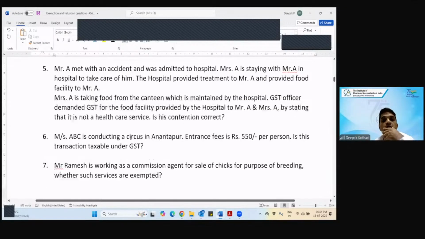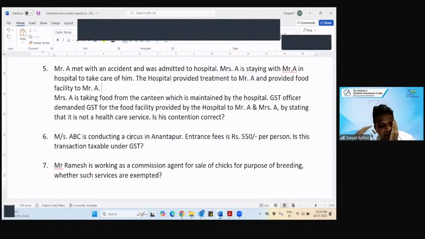Next question. Mr. A met with an accident and was admitted to the hospital. Mrs. A is staying with Mr. A in the hospital to take care of him. The hospital provided treatment to Mr. A and provided a food facility to Mr. A. Mrs. A is taking food from the canteen, which is maintained by the hospital.